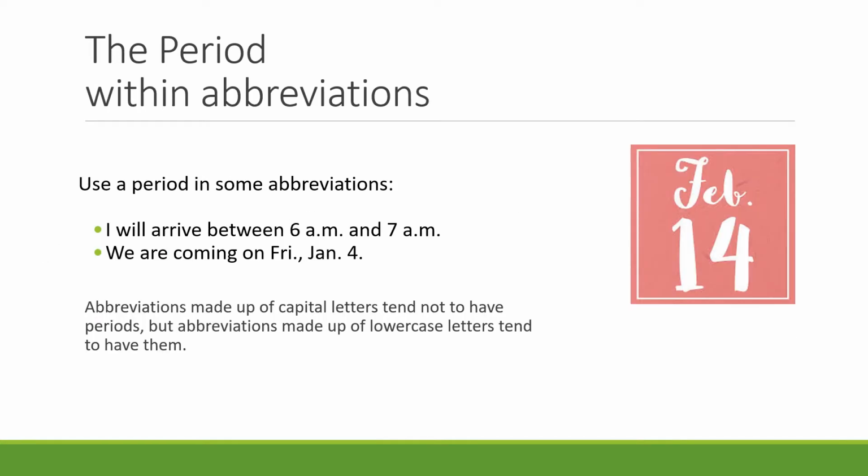So periods do appear at the end of a sentence. They also can appear within abbreviations. And when they appear in abbreviations, it does not indicate a full stop or it does not indicate a breath. It just indicates where things are missing to create the abbreviation. So I will arrive between 6 a.m. and 7 a.m. So between the A and the M, we have periods, and they are just to indicate that a.m. is an abbreviation, and it's not said "6 am and 7 am."